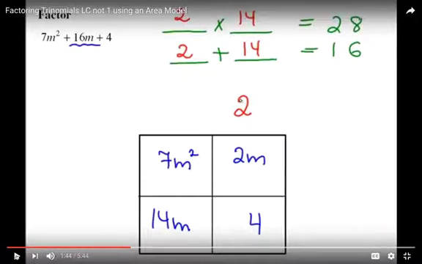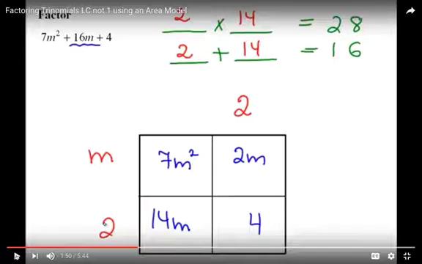But if that length is 2, let's call that a width. If that width is 2, then what does the length of the other side have to be in order for the area to be 2m? Well, that's easy. It just has to be m, because 2 times m is 2m. And over here, we need to have another 2. Why? Because 2 times 2 is equal to 4.